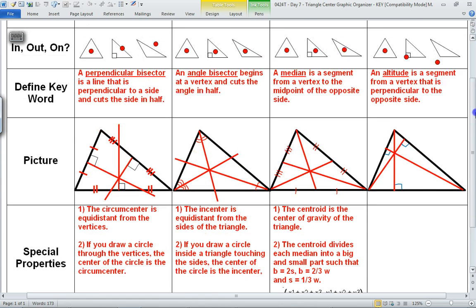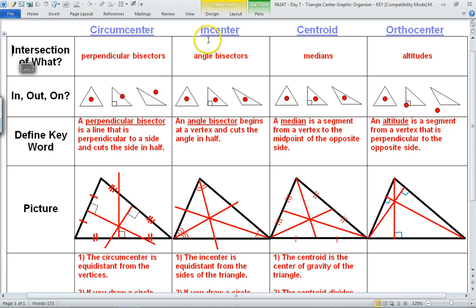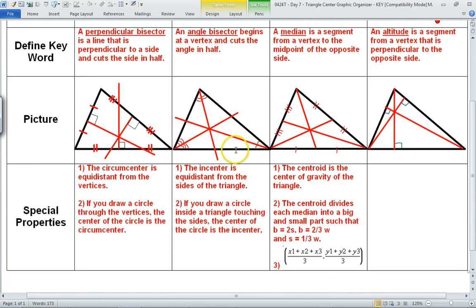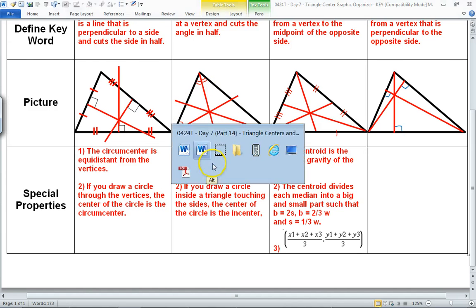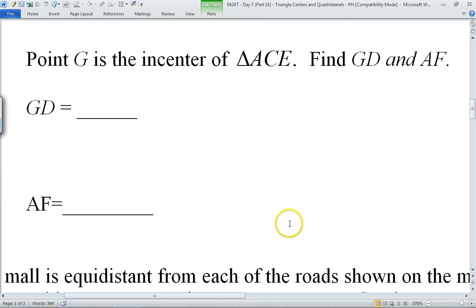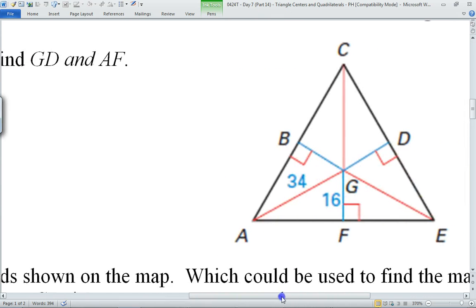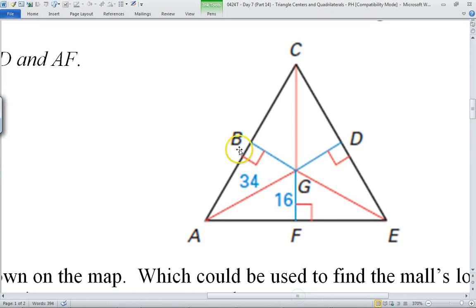Okay, looking back at our notes, incenter. We've got angle bisectors, but the main thing is the incenter is equidistant from the sides of the triangle. If I drew a circle inside of here, the center of the circle would be the incenter. So equidistant from the sides. Okay.